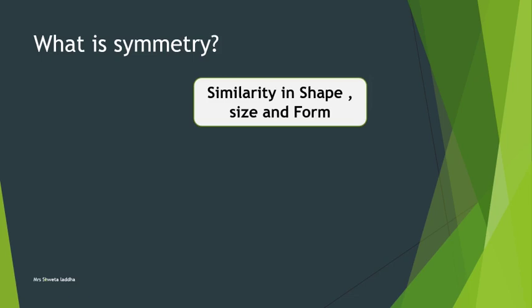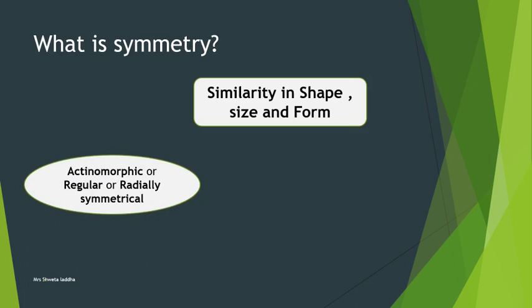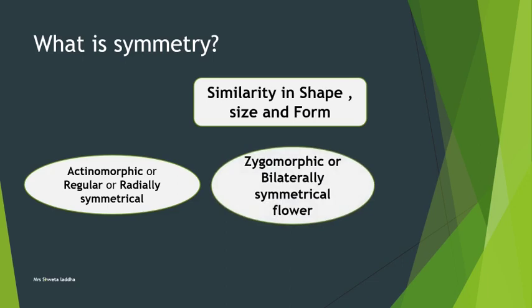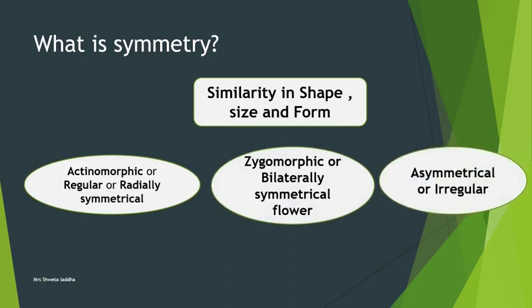If we talk about the symmetry of flower, there are three types of symmetry. Actinomorphic symmetry, also called regular symmetry or radially symmetrical flower. The second is called zygomorphic or bilateral symmetrical flower. And the third is asymmetrical flower or irregular flower.